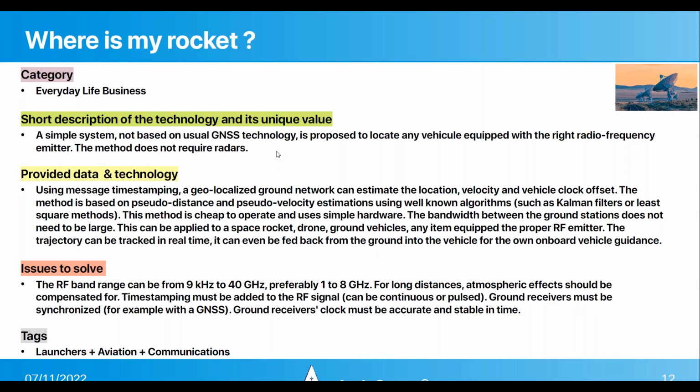So basically, the idea here is that you have an onboard radio frequency system that emits some data. This data is analyzed on the ground using some complex algorithms, and with these algorithms, because the messages are time stamped, you can actually localize an object. So it can be really anything. It can be a rocket, a drone, a plane, a car, it can be really anything.